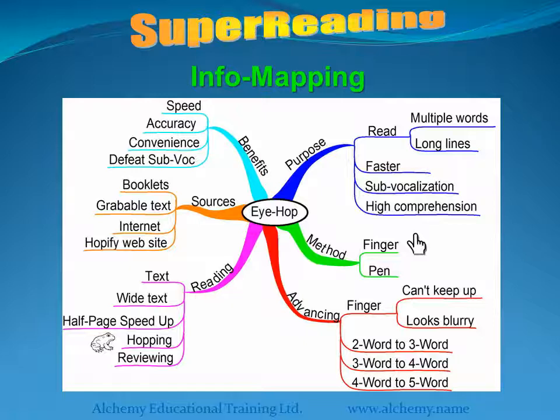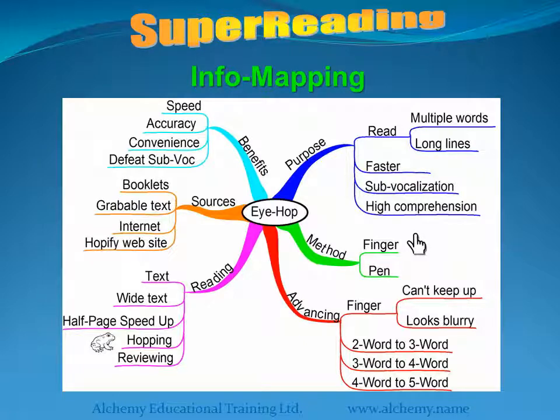We read text. We can use IHOP to read wide text in 2 or 3 hops. There's the half-page speed up, hopping, just when we read. Sometimes we skate, sometimes we hop, depends on how we feel. And we can also hop when we review. Moving over to the orange, sources. We can read from the IHOP booklets, which are PDFs, grabbable text from the internet or from Word documents, then obviously the internet, and the Hopify website, where you can make your own IHOP.